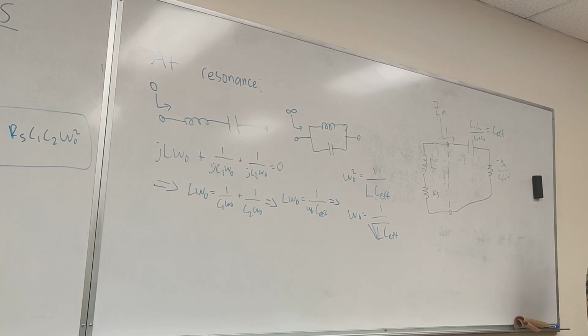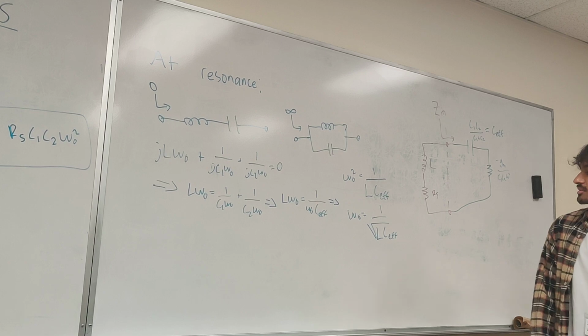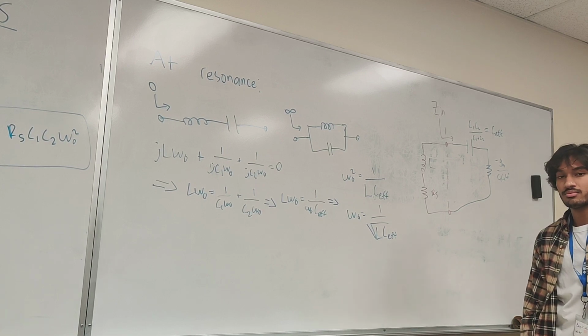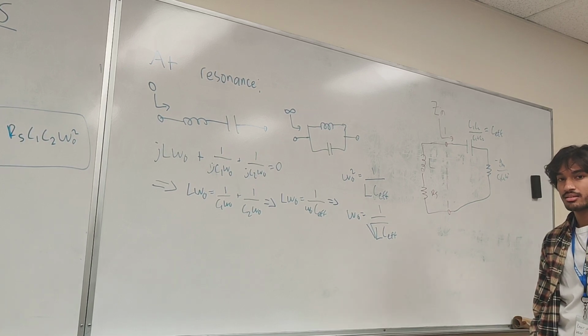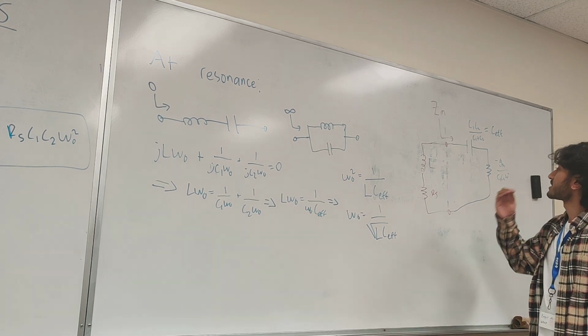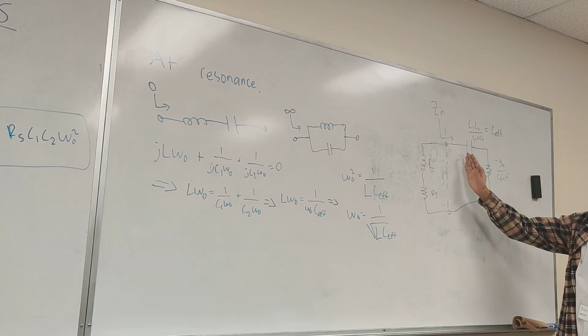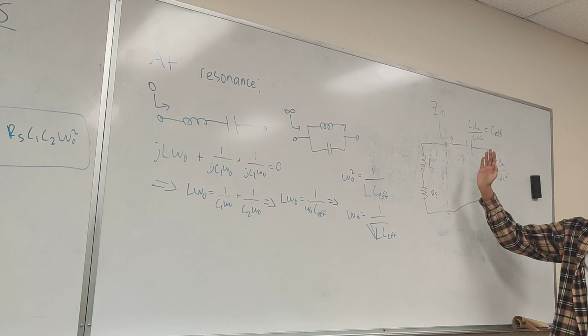This might be out of the scope of the lecture, but conceptually, how does the negative resistance work? Okay. So you're good with how we have this Z in, and we solve for it, right?